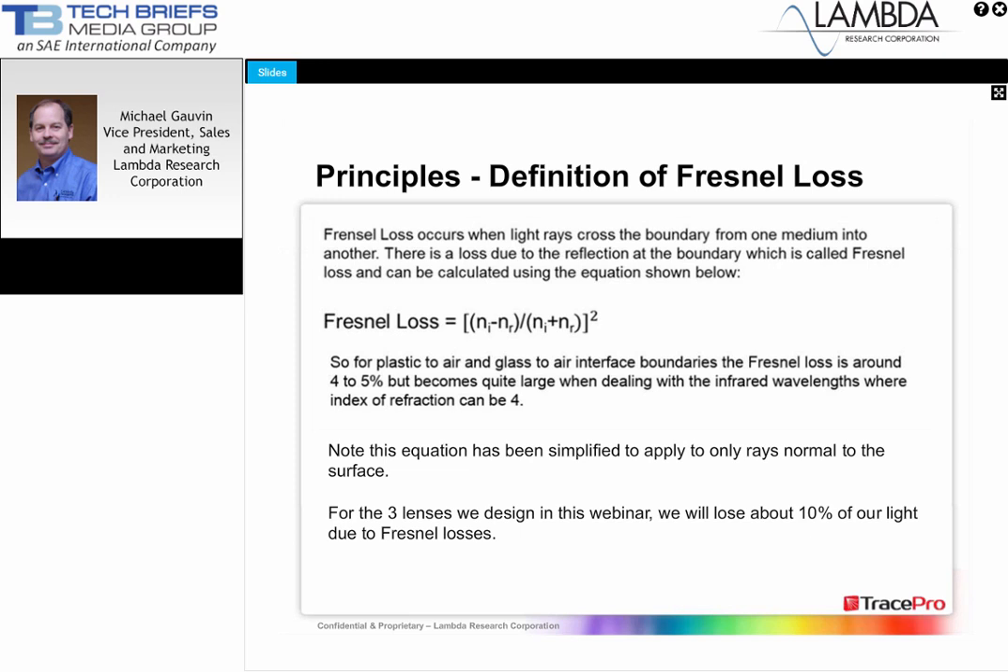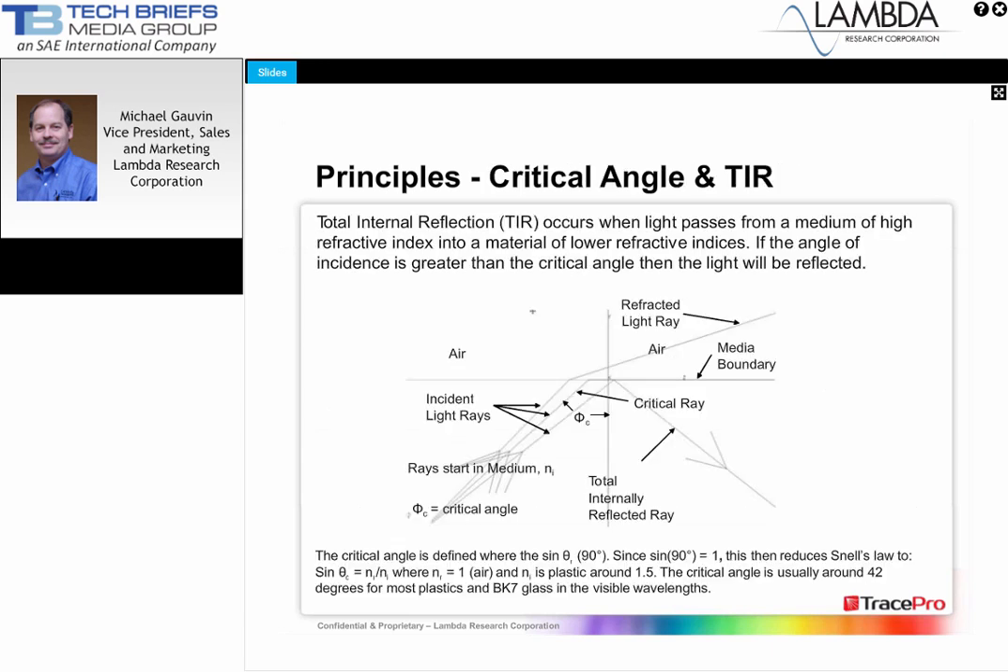Now, this equation has been simplified. The sine of the angle has been taken out. So pretty much we're only applying this where rays are normal to the surface. But you get the idea. We're losing about 4 to 5% of the light as we go through each one of the surfaces of the glass or the plastic. So the best we're ever going to do in terms of efficiency with a lens is about 90%, because we lose about 5% at each lens surface, and that's about 10% of our light. So now we have a good idea what we can do in terms of creating a lens design.